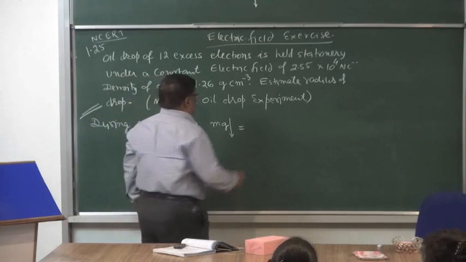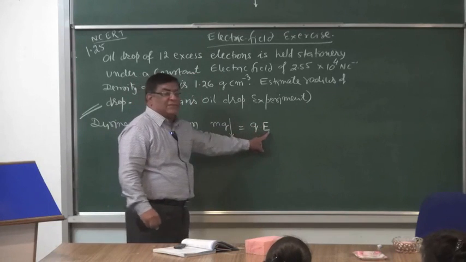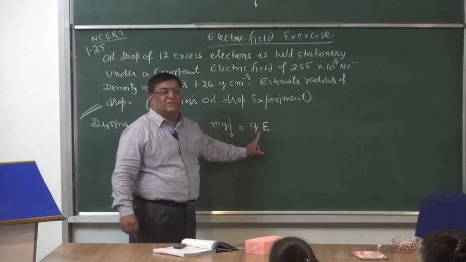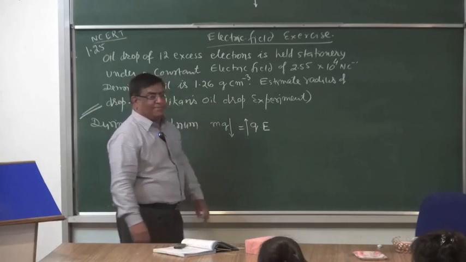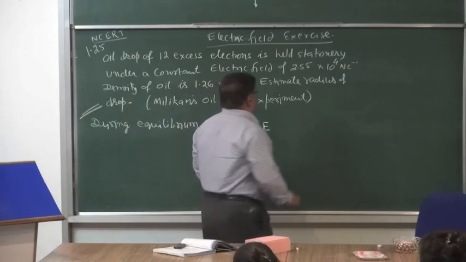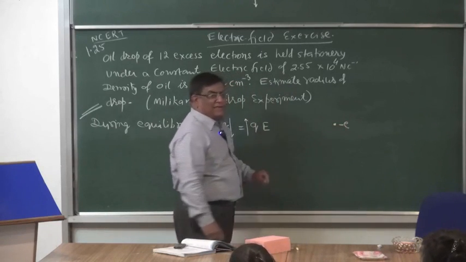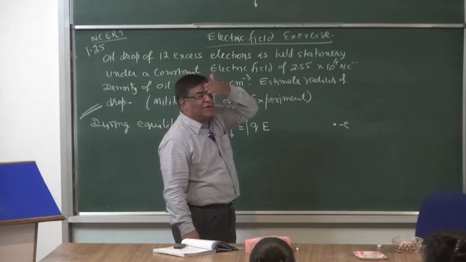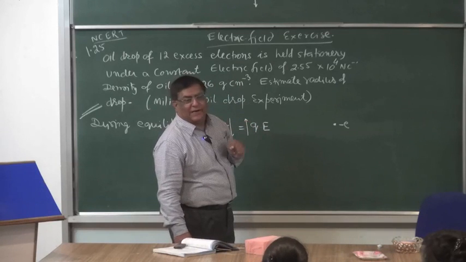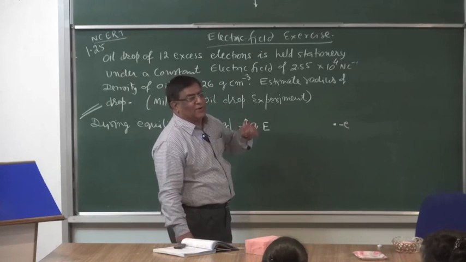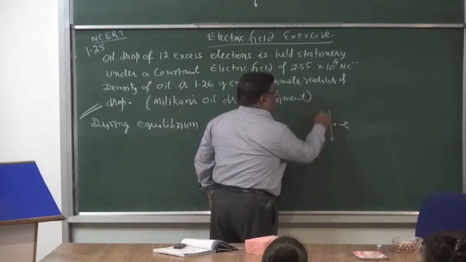What is the formula for electric force? For a charge q placed in an electric field E, the force is qE, and we will direct it in such a way that its direction is upward. Now if there is an electron, how much is the charge on the electron? Minus e. What should be the direction of the electric field so that it experiences a force upward? Should the electric field be directed downward, upward, left or right? The answer is the electric field should be directed downward.